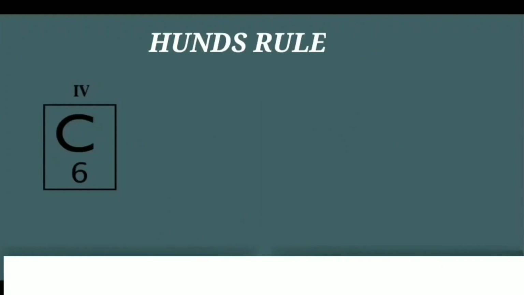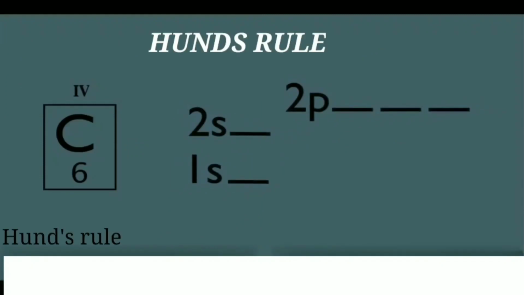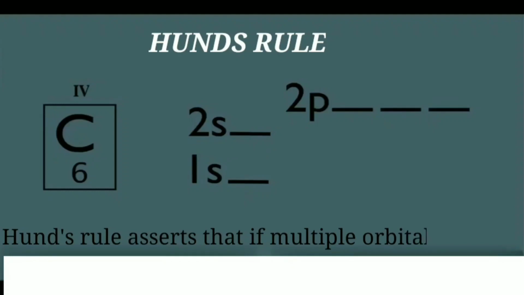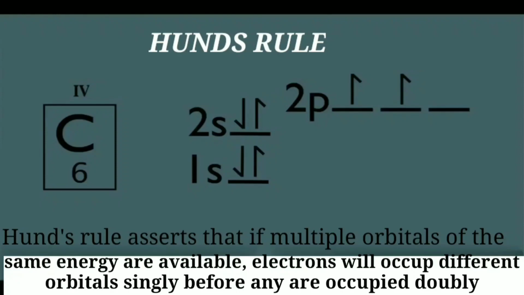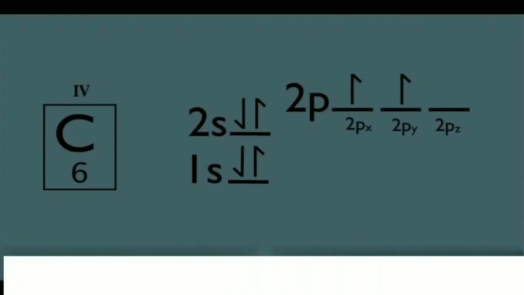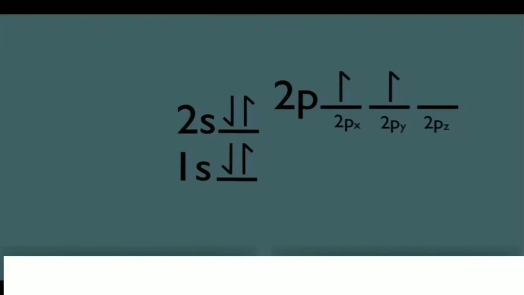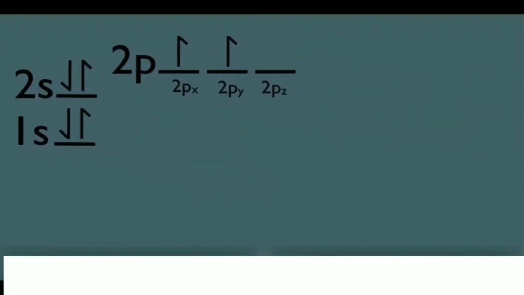For example, carbon has 6 electrons. Hund's rule asserts that if multiple orbitals of the same energy are available, electrons will occupy different orbitals singly before any are occupied doubly. Remember, we have the three 2p orbitals, that is 2px. Next would be the 2py and last would be the 2pz.